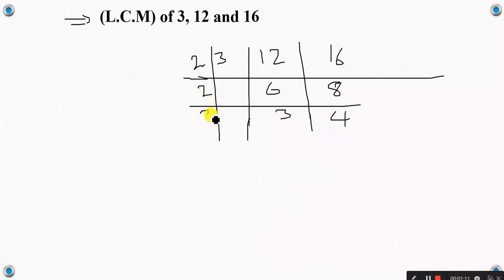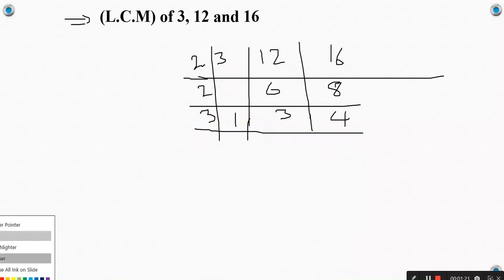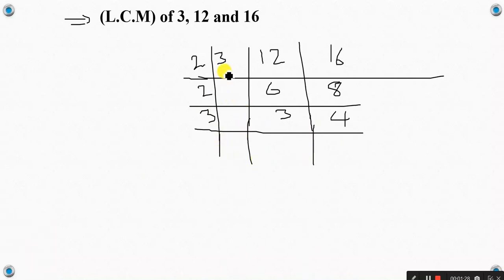Now let us divide by 3, because we have 3 here. 3 divided by 3 is 1. We write the next numbers in the next column. 3 divided by 3 is 1. 4 is not divisible by 3, so we pass it. Let us divide again by 2. 4 divided by 2 is 2. So we multiply all these to get the least common multiple: 2 times 2 times 3 times 2 times 2.